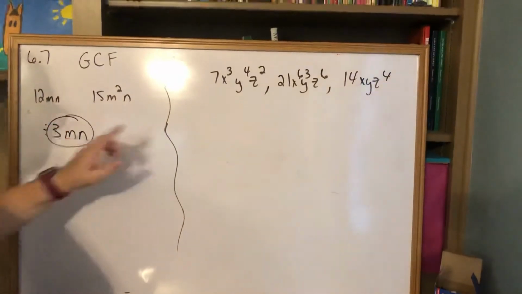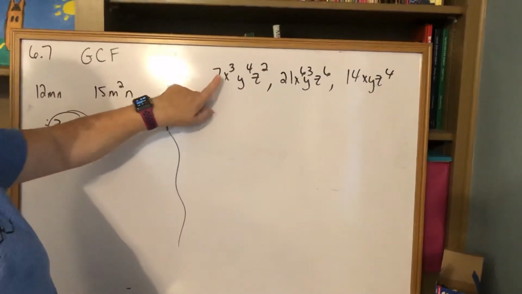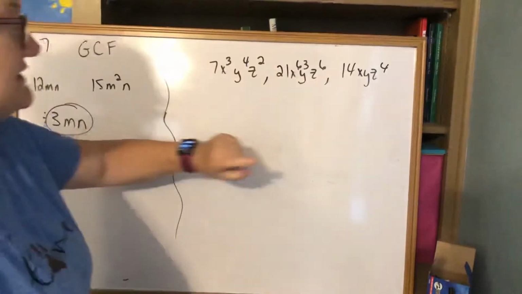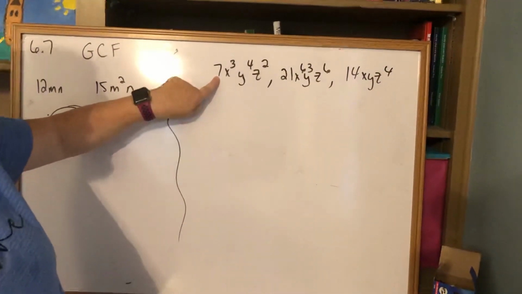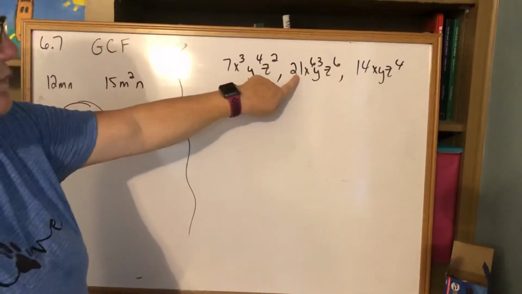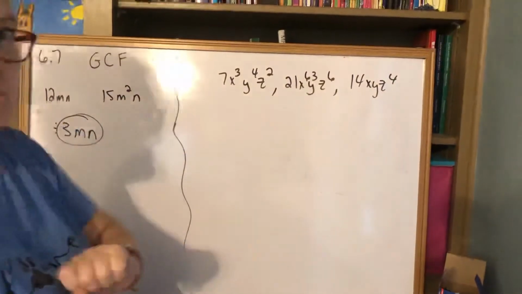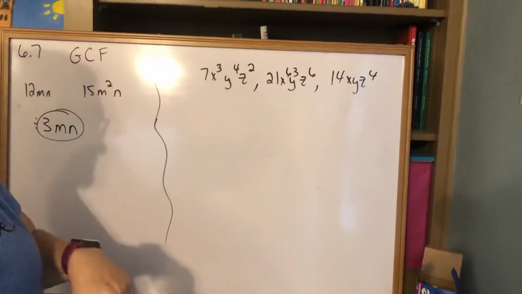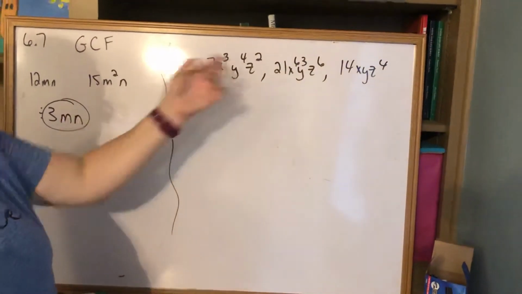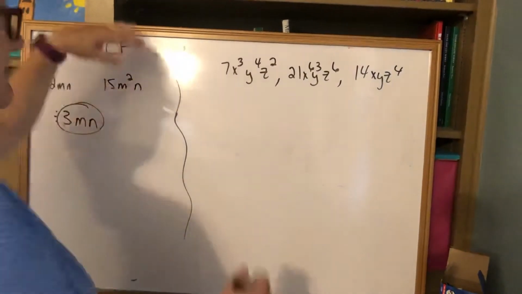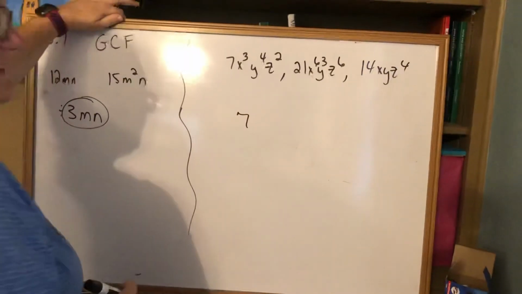Now look over here, we have 3 terms that we need to find the greatest common factor. Once again, we're going to start with the coefficients and say, well, we have a 7, we have a 21, and we have a 14. Well, I can divide 7 by 1 or 7. I can divide 21 by 1, 3, 7, or 21. And 14 I can divide by 1, 2, 7, or 14. So the largest number in that list that I just said was 7. So I can divide them all by 7.